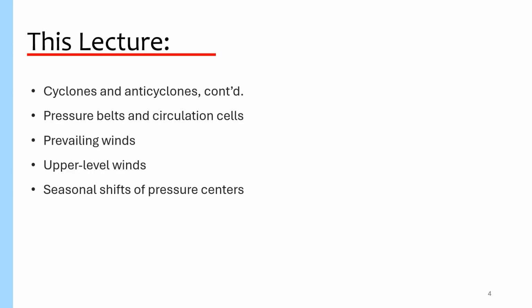So what we're going to cover are cyclones and anticyclones. We're going to go into a little more detail on those just to get those firmed up in your mind. We're going to go over global pressure belts and circulation cells, prevailing winds, those winds that come from a predominant direction in certain parts of the world, upper level winds, and seasonal shifts of pressure centers, because nothing can be just simple. We have to complicate it with those seasonal shifts.